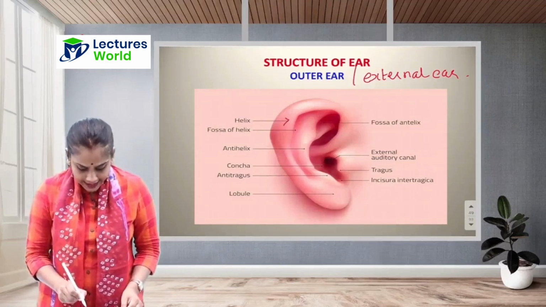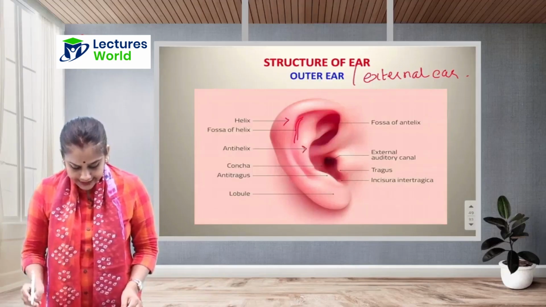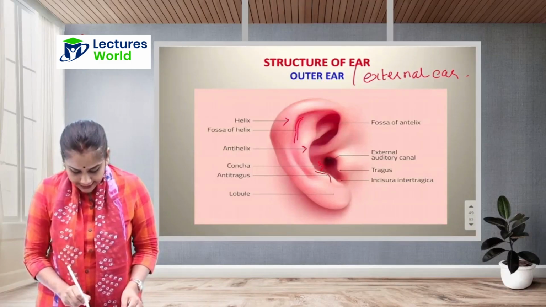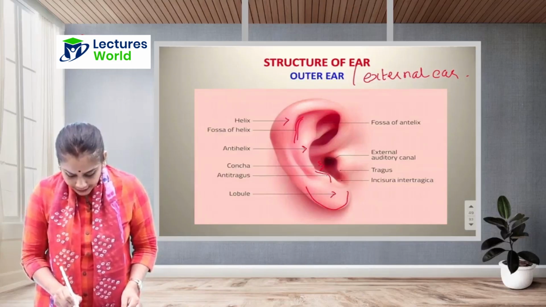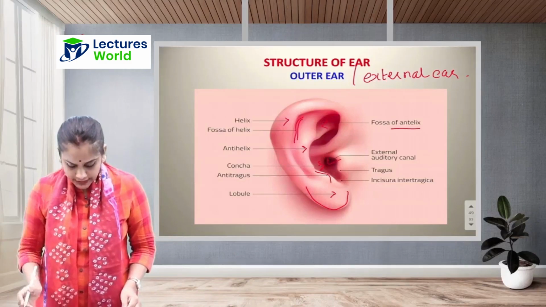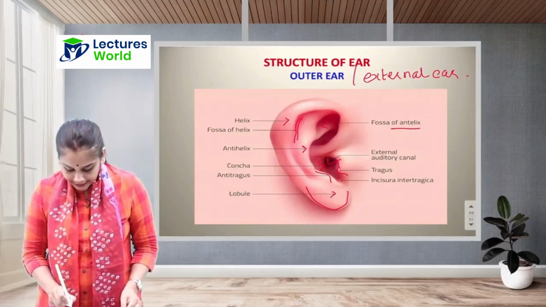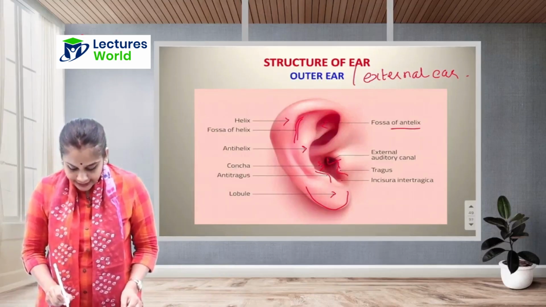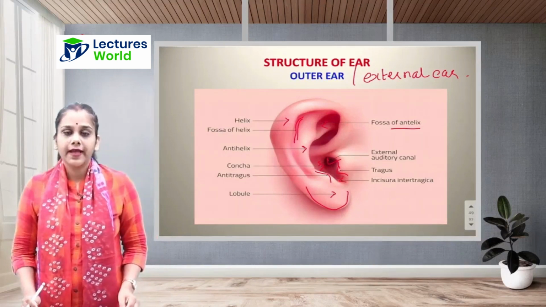So see, this is the helix. Then this is the fossa of the helix. Then see, this is the antihelix. Here there is a concha. Then here there is an antitragus. See, this is the lobule. Then fossa of the antihelix. Then the external auditory canal. Here there is a tragus. Then below the tragus there is the incisura intertragica. So these are the parts of the external ear.